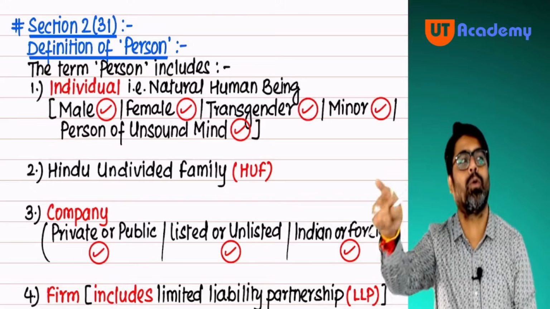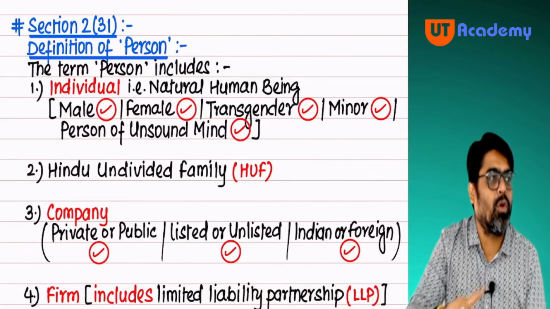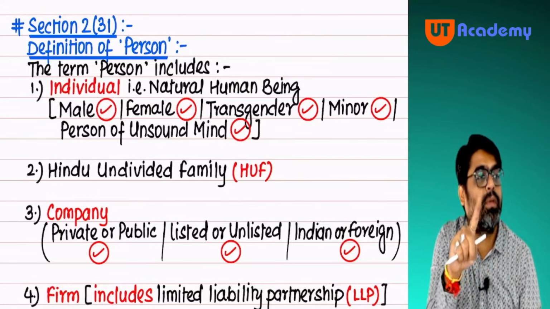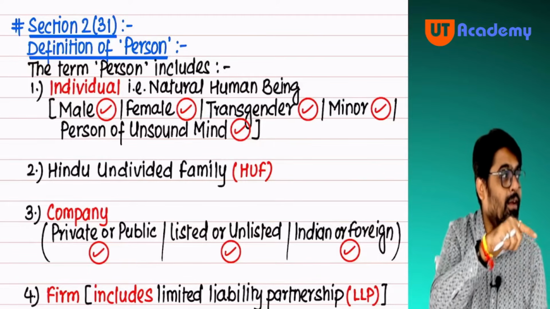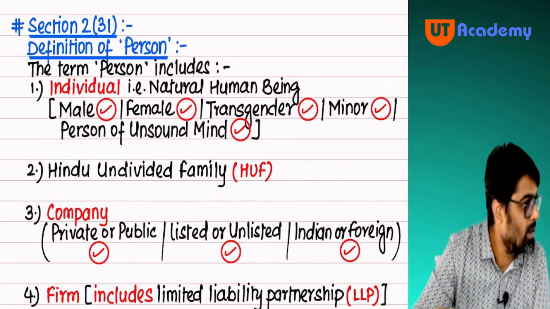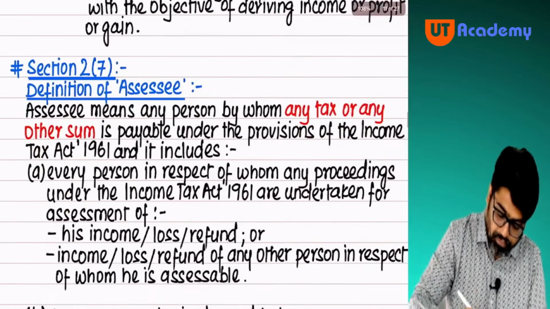Then you are liable to go to the department. Then the tax will be collected from you. Getting my point? So, one statement I am telling you, every assessee must be a person. However, every person is not an assessee. True or false? True. Very good. Understood? So, this was your person and this was your assessee.